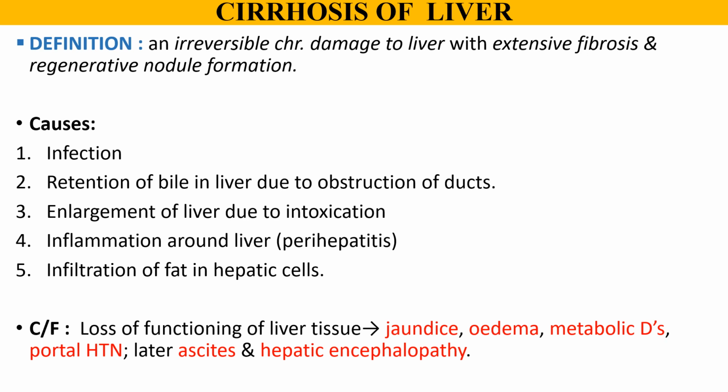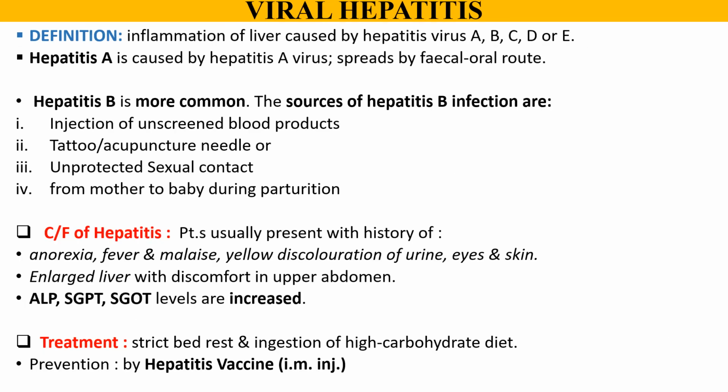The person suffering from cirrhosis of liver will experience jaundice, edema, metabolic disorders, portal hypertension, and in later stages will experience ascites and hepatic encephalopathy. The next common liver disorder is hepatitis. It can be defined as inflammation of liver cells caused by a certain group of viruses. The viruses that cause hepatitis are hepatitis A, B, C, D or E virus.